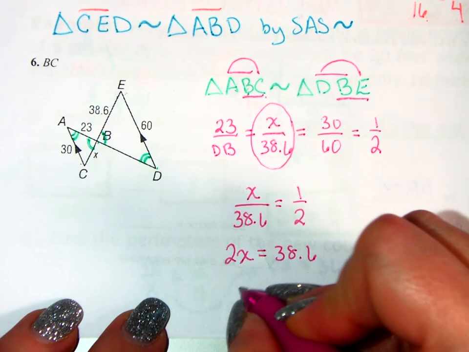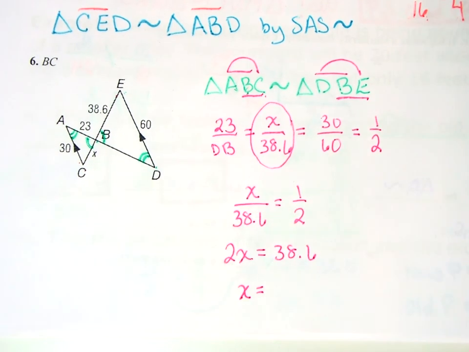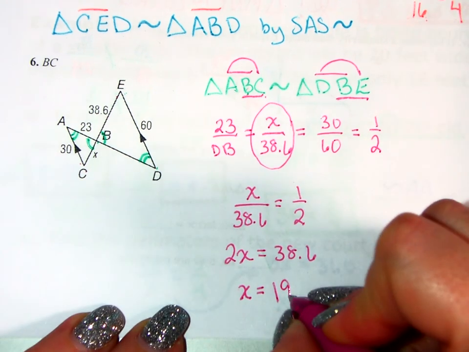Divide both sides by 2. 38.6 divided by 2? 38? How much? 19.3. There's 30 calculators sitting right over here. There's 27 of you. That means there's 3 extras. 19.3.